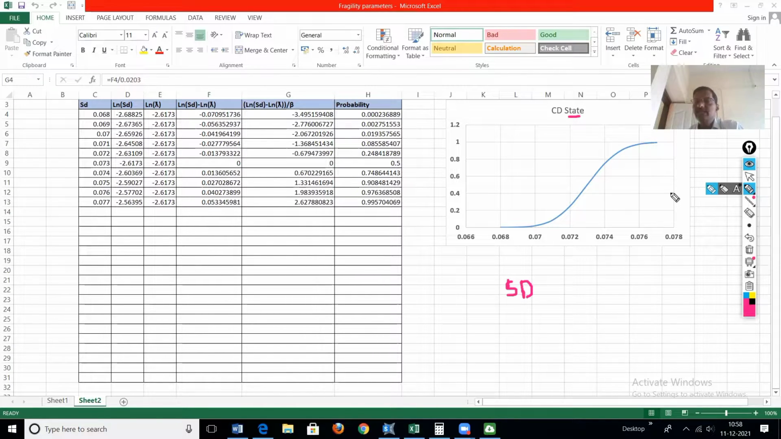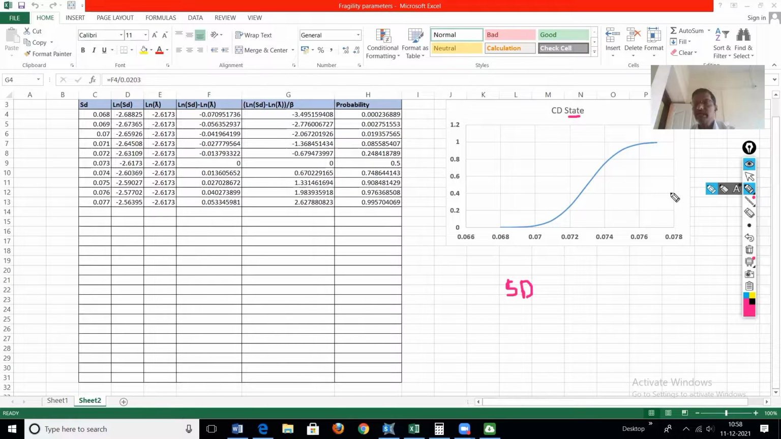Global instability he proposed for the IDA curve, the incremental dynamic analysis curve. This damage state is said to occur when the IDA curve becomes flatter. In this way, different researchers have quantified these particular damage states.